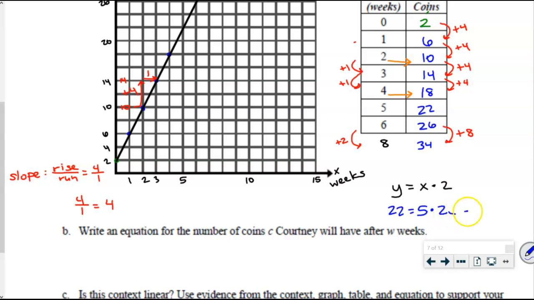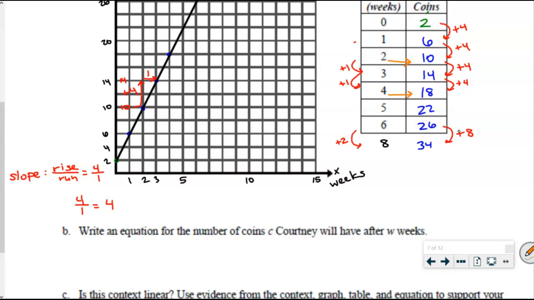Why did you choose the 2? Because we're going across the table, because we're going up, we have to go across the table to get it. Yeah, we do have to go across the table, but why 2? Where did the 2 come from? She originally started out with 2 coins.